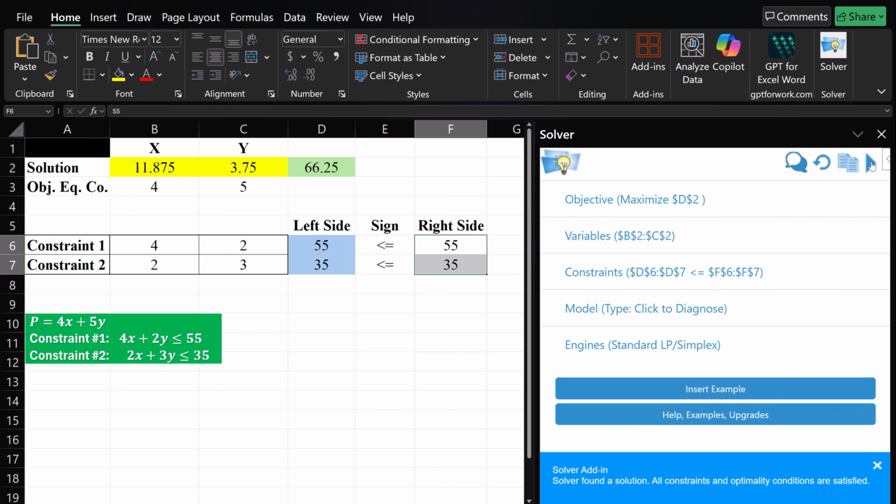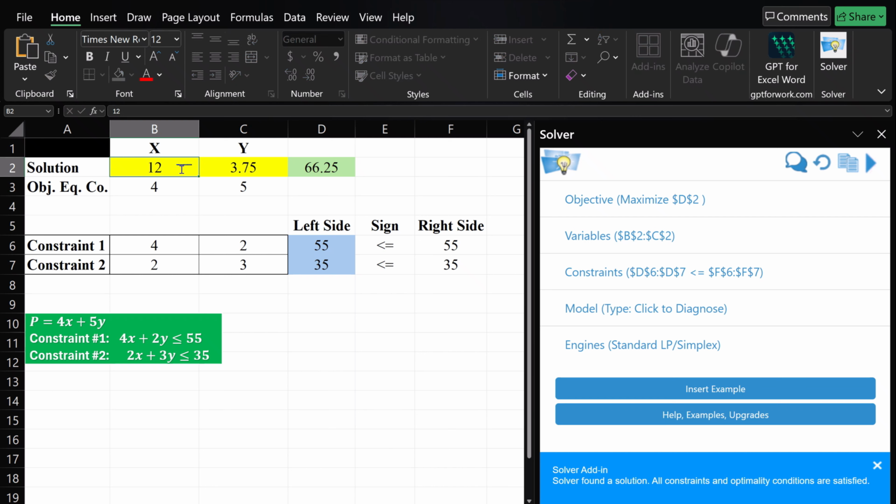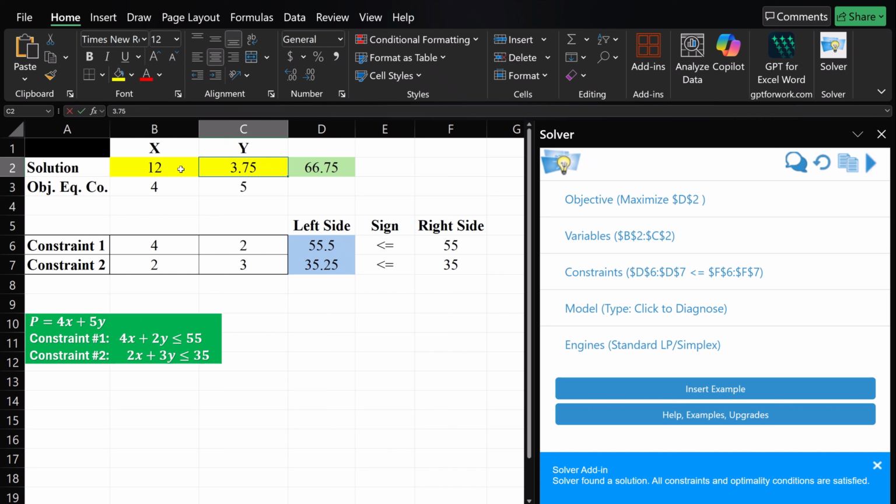And now my optimal solution is 11.875 and 3.75 to get an optimal solution of 66.25. Now, that would be great if we were allowed to get decimals. So for example, if we were dealing with the cost of something or wondering what the ideal cost would be for our variables, that would be okay. However, in this case, we're worried about our variables being whole numbers. Now, the natural instinct is to take 11.875 and let's just say we round that up to 12. Let's take 3.75 and round it up to 4. Awesome. We have whole numbers now.